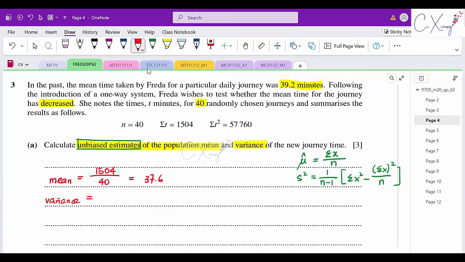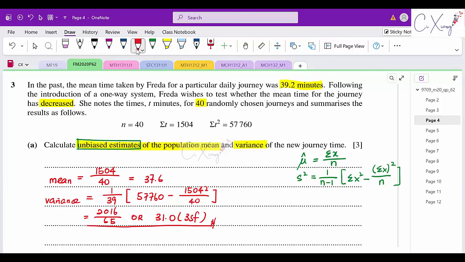To get the variance, it should be 1 over n minus 1, which is 1 over 39. 40 minus 1 is 39, right? Then summation of x squared, 57760, minus the 1504 squared divided by n, 40. Then you just need to press the calculator to help you get the answer. I'm having 2016 over 65. Then for those who prefer the decimal number, you can make it become 31.0, correct to 3 significant figures.